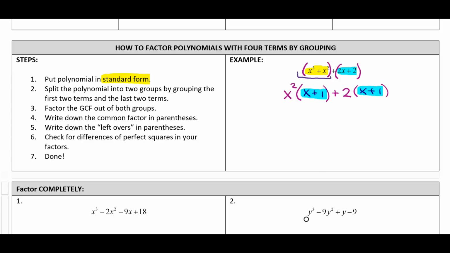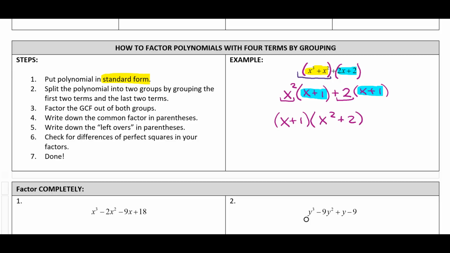and x plus 1. So what it means is we write down our x plus 1, just like so, factoring out that greatest common factor, and now all we have to do is write our leftovers. So x squared and plus 2 is what goes into our second parentheses. So we've now factored this into two factor pairs. So that's the steps here on 3 through 5.